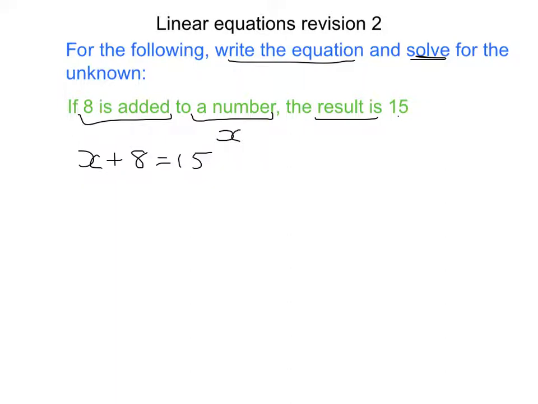Now we need to solve the equation, so we're working with our inverse operations. We've got x plus 8 there. The opposite of plus 8 will be take away 8, so we need to take away 8 from both sides. So I'm going to rewrite this as x plus 8 take away 8 is equal to 15 take away 8. Now the plus 8 and the take away 8 cancel each other out, equals 0. And we're left with x will be equal to 15 take away 8, which is 7. So that's our answer. Let's move on to the next one.